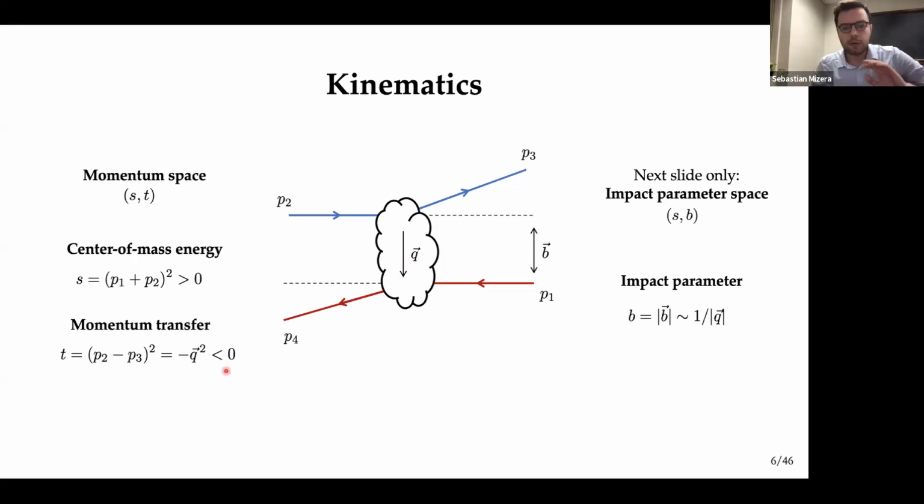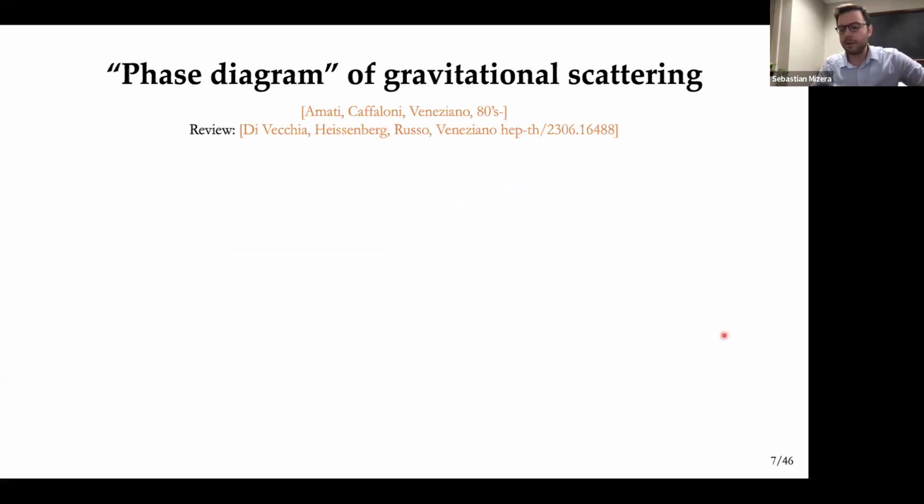Just to explain this connection with the phase diagram of gravitational scattering, just for the next slide only, I will briefly switch to parameterizing everything in terms of S and B, where B is the impact parameter. You can think of the impact parameter as being canonically dual, or a Fourier transform, of the momentum transfer. So roughly speaking, B is equal to 1 over Q. Okay, so this is enough background to understand the following plot.